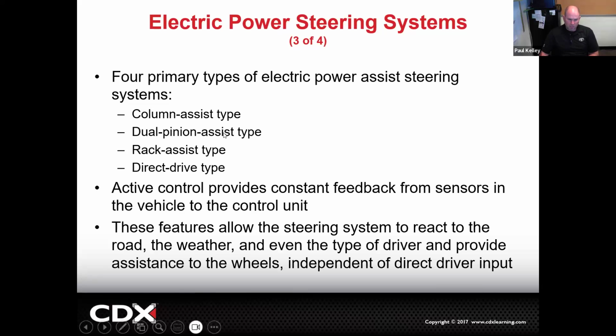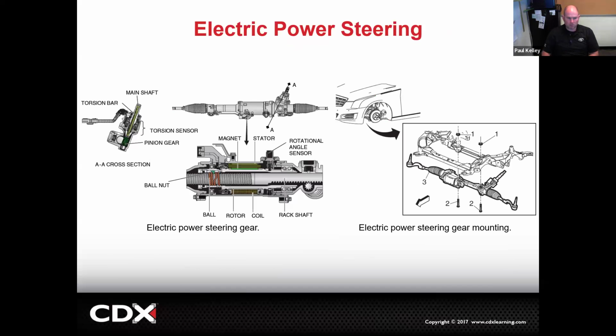So it could be the column, it could be the dual pinion, it could be the rack assist or the direct drive. It could be quite a few different types. And when we say the active control, what that means is there's going to be sensors giving feedback to the control unit so it can fine tune what we're doing. It can react to the road, the weather, the type of driver. These are some of the cars where you can put it on sport mode and get a heavier, stiffer steering, or you could put it on touring mode and get a nice softer steering. Right? All these are possible with electronic power steering.